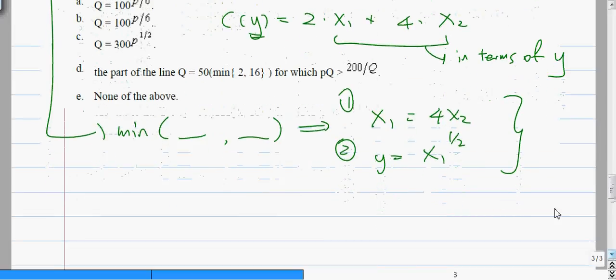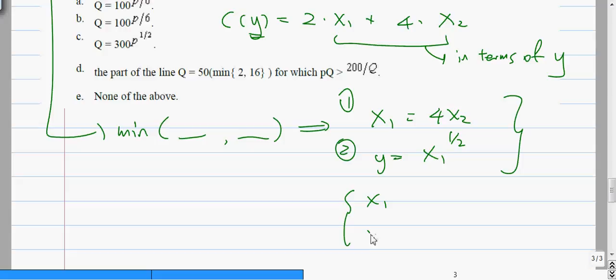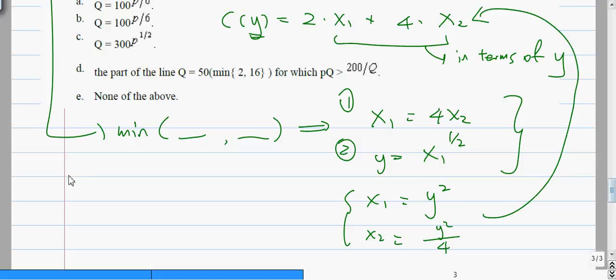And then these two, we could solve for x1 and x2 in terms of y. So x1 is just reversing this thing, so it's squaring on both sides, so you get y squared. x2 is equal to x1 divided by 4, so it's y squared divided by 4. So we have both of them, and we substitute back here. Now we have c(y), so the total cost is 2 times x1, which is this thing, plus 4 times x2, which is this thing. And then we have 3y squared.